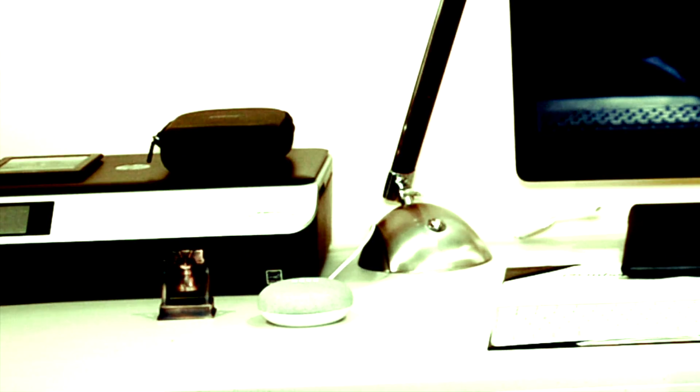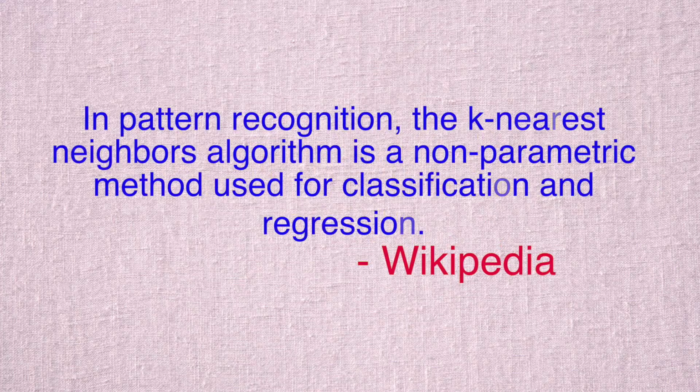Let's ask Google what is a k nearest neighbor. Okay Google, what is k nearest neighbor? According to Wikipedia, in pattern recognition, the k-nearest neighbors algorithm is a non-parametric method used for classification and regression. So in fact, in this session, we'll go over both examples, one example for classification and another example for regression.